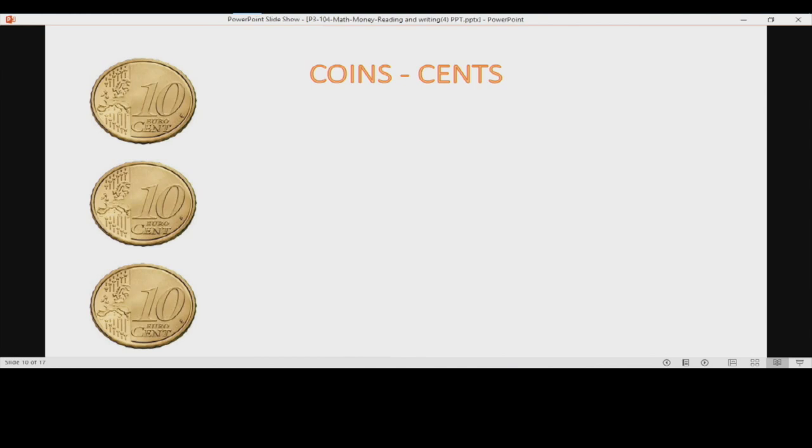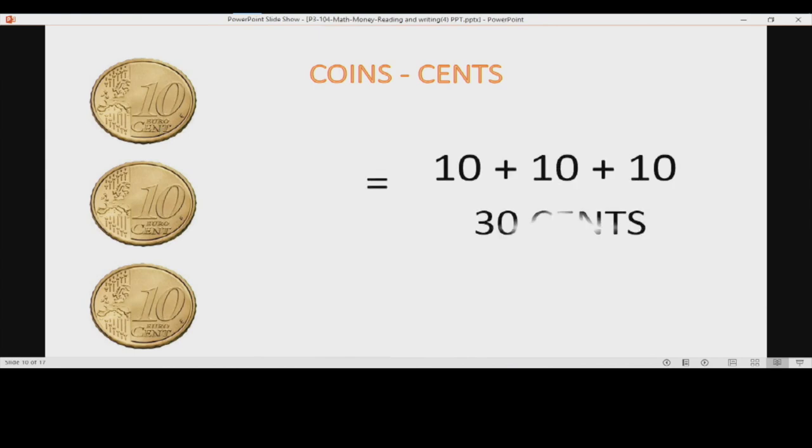How many cents can you see in the picture? Three. There's 3 coins, but how many cents? How much is each coin? Each coin is worth 10 cents. 3 times 10? 30. So we have 30 cents. 10 plus 10 plus 10 equals 30 cents.